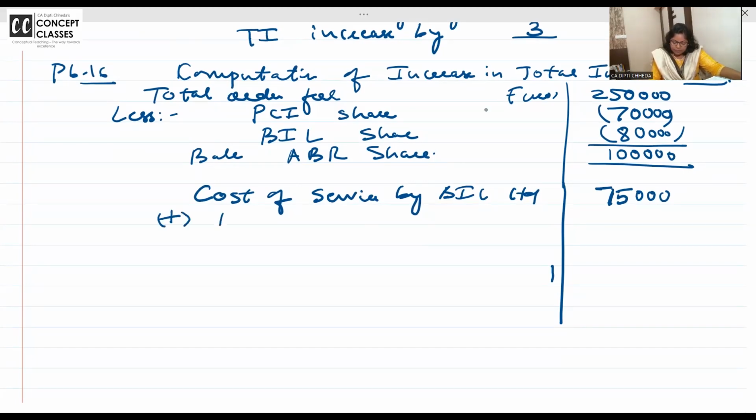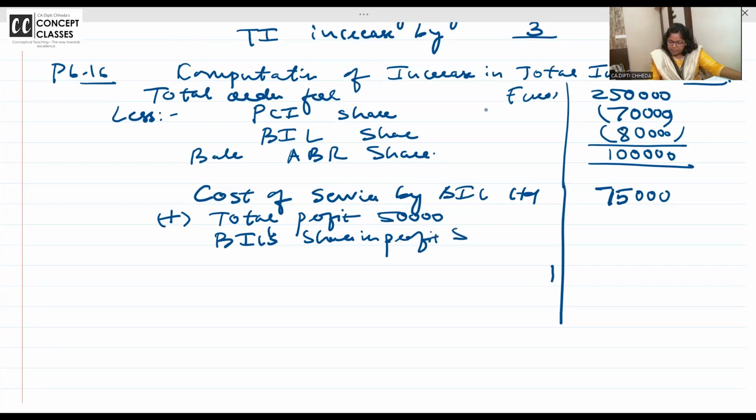Now, total profit 50,000. BIL's share in profit: 50,000 आपका टोटल प्रॉफिट है. उसमें BIL का शेयर है 40%.